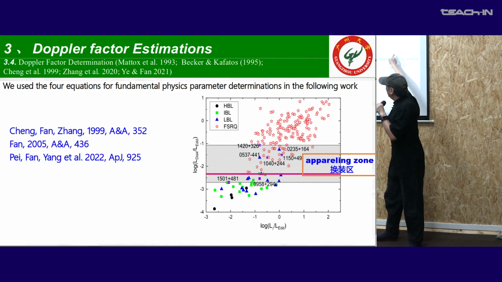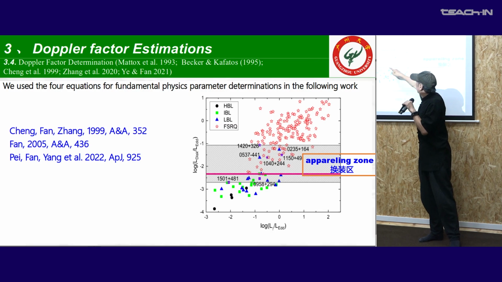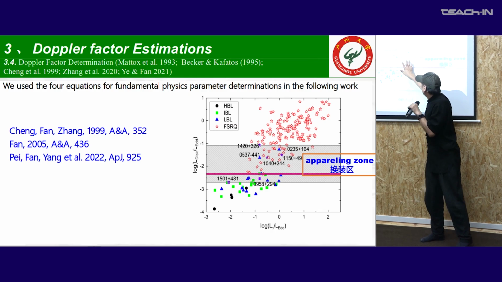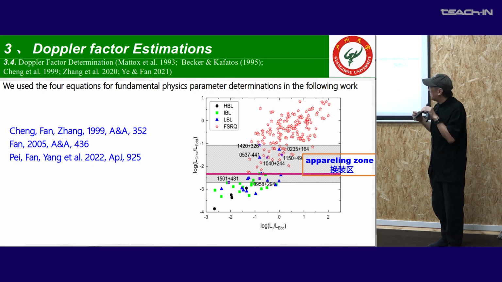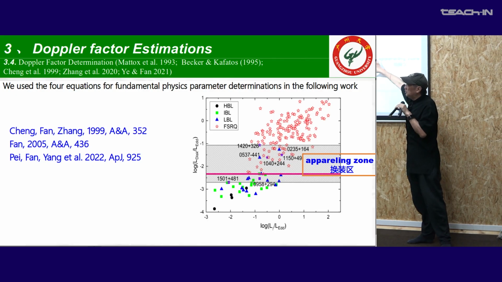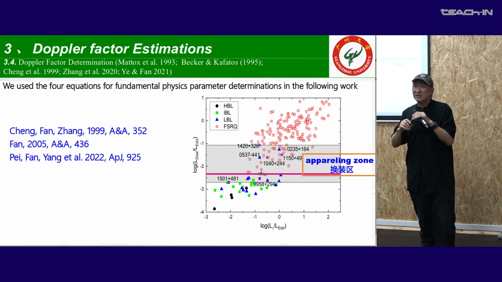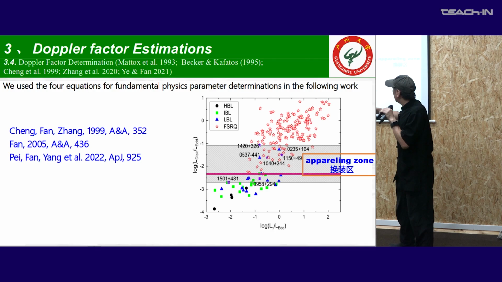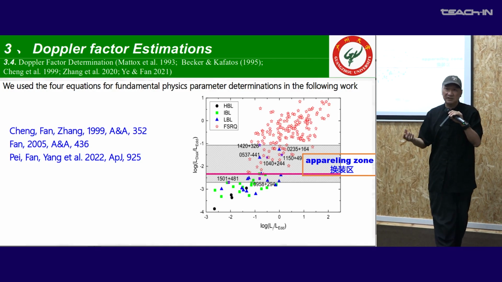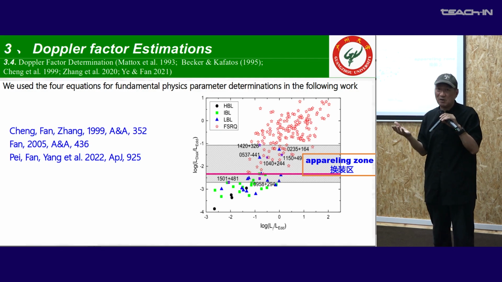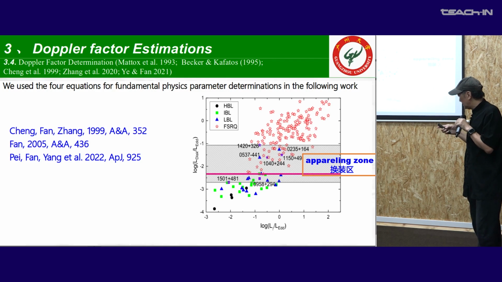In these regions, some of these sources are changing-look sources. So we propose that this region should be the transition zone. It means that the sources in these regions are sometimes RBL, sometimes BL Lac objects, sometimes FSRQs. So this is the changing-look region.